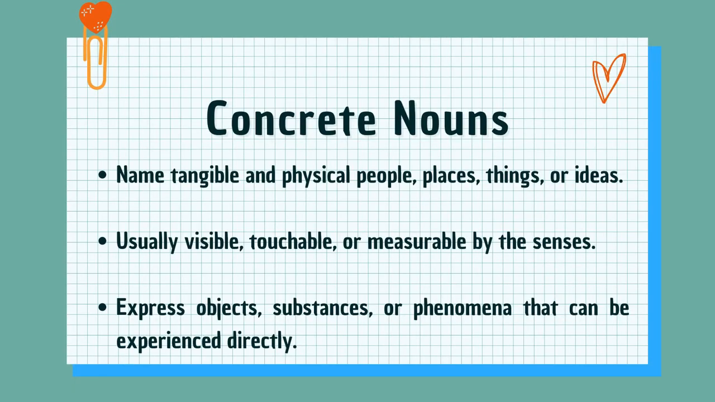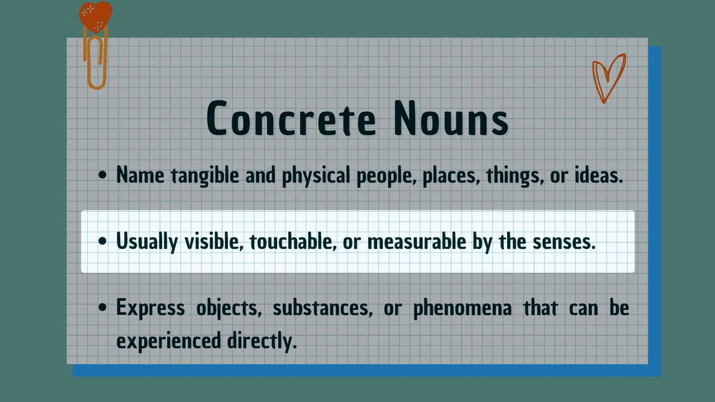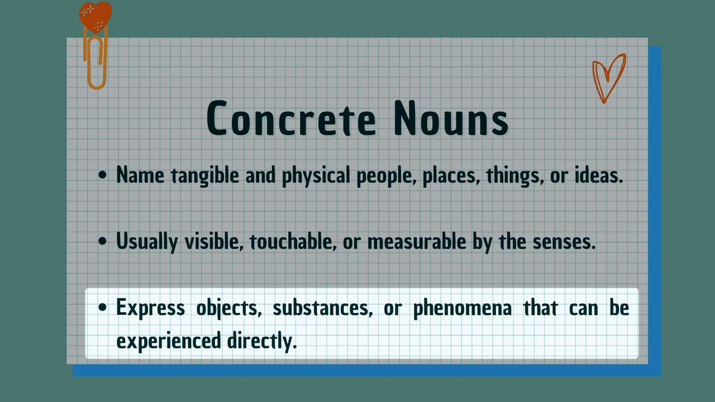Let us now talk about concrete nouns. Concrete nouns are the opposite of abstract nouns. They are nouns that name tangible and physical people, places, things, or ideas. They are usually visible, touchable, or measurable by the senses. They often express objects, substances, or phenomena that can be experienced directly.